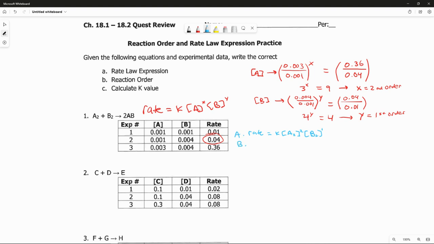The second part asks us for the reaction order. The reaction order is basically the sum of all orders. So we take the sum of the order of the concentration of A, which is 2, and the concentration of B, which is 1. 2 plus 1 is 3. So the total reaction order is 3, so third order.